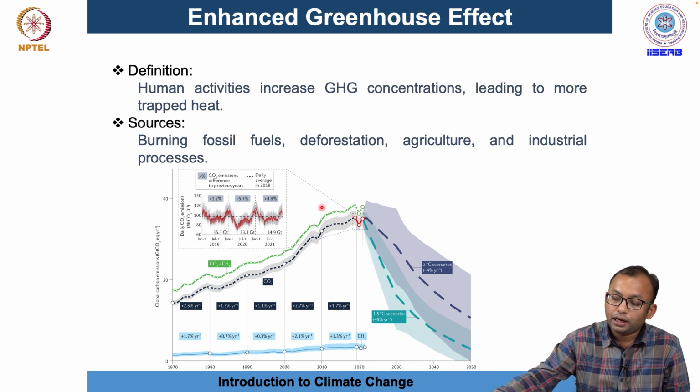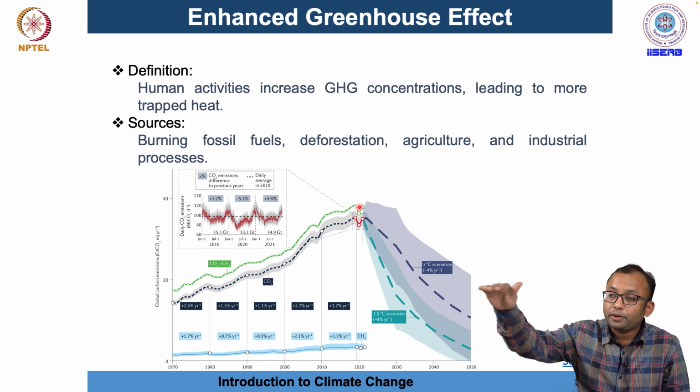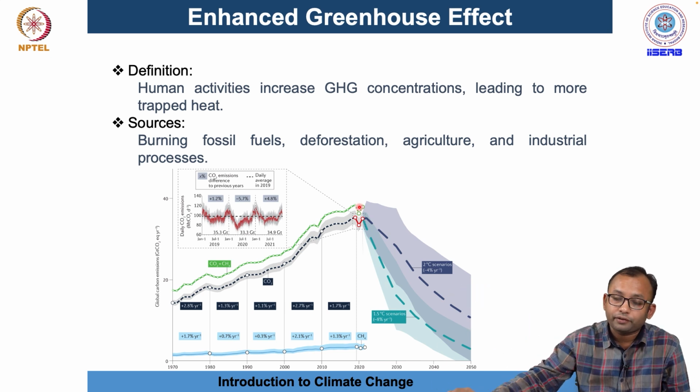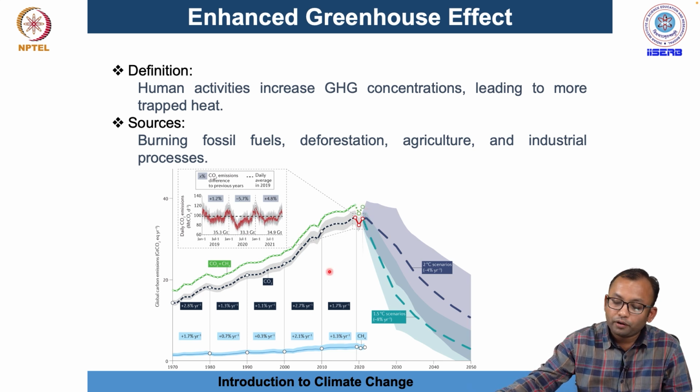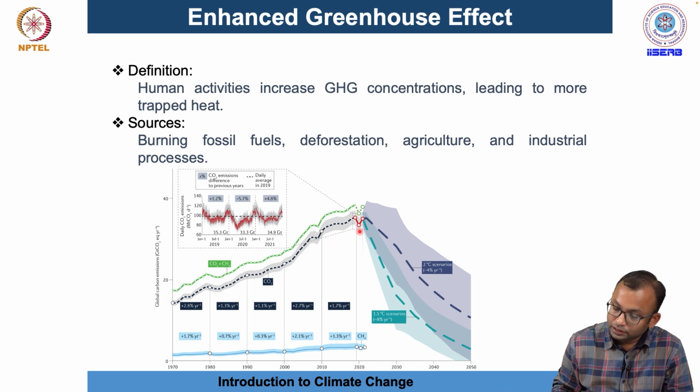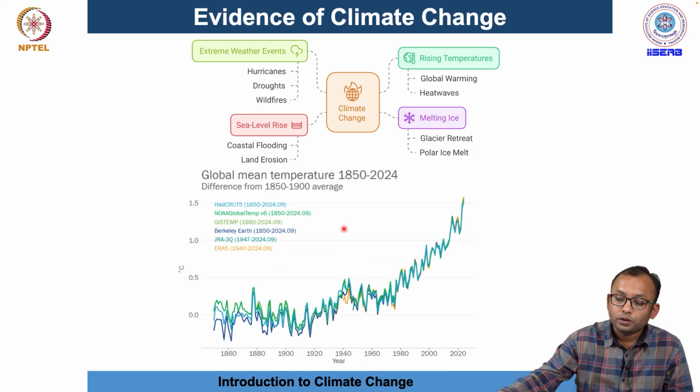There are several agreements signed by different international authorities which try to minimize these greenhouse gas emissions by certain degrees, so that we can stabilize the increment of the Earth's surface temperature by, let's say, 2 degrees or 1.5 degrees. So this is the plot which gives you an idea about how greenhouse gas concentrations are increasing every year, and that leads to changes in the Earth's properties.